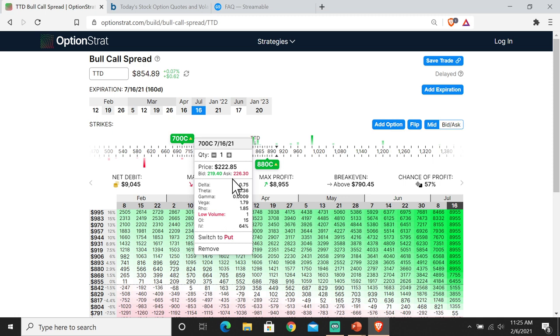You can see the bid and the ask. Do note that OptionStrat is delayed by 15 minutes, so it's not going to be accurate to the current time. But it works for us if we're doing research after hours, which is usually when I'm doing my research for advanced strategies. Then we see all the Greeks here: Delta, Theta, Gamma, Vega, and Rho. Again, usually I ignore Rho. Low volume, so there's actually not a lot of interest in this strike. And IV, so this is 64% here.